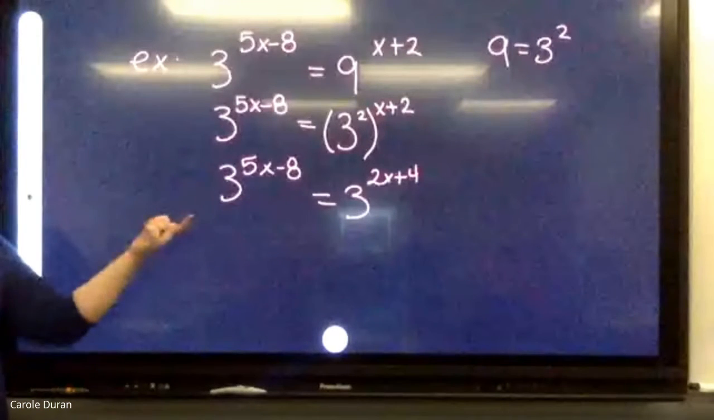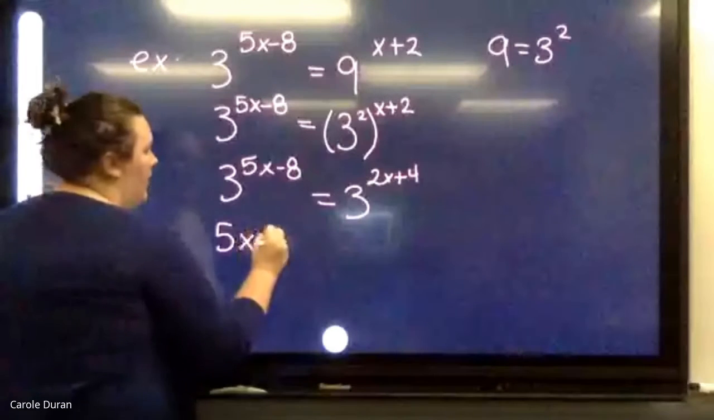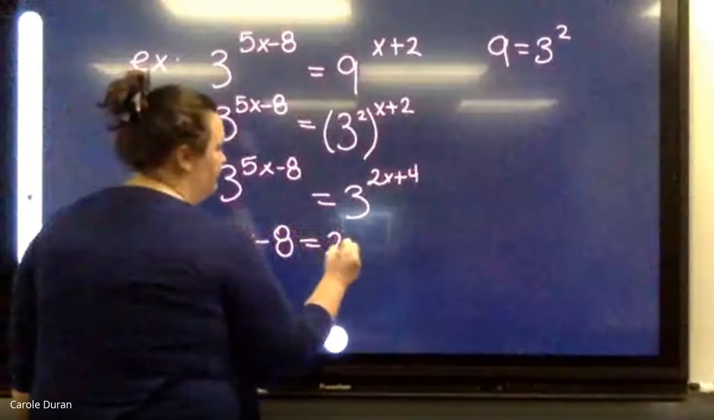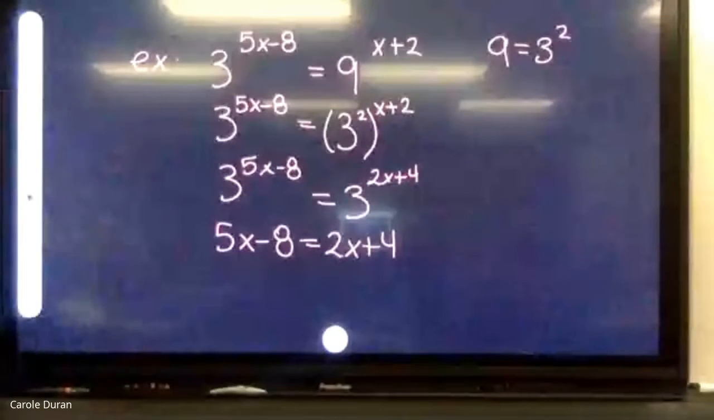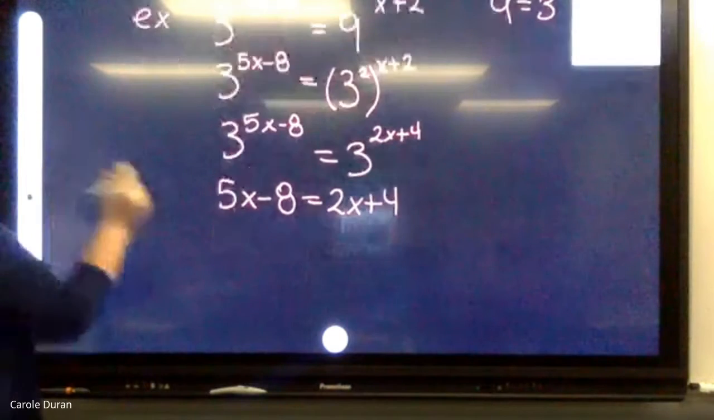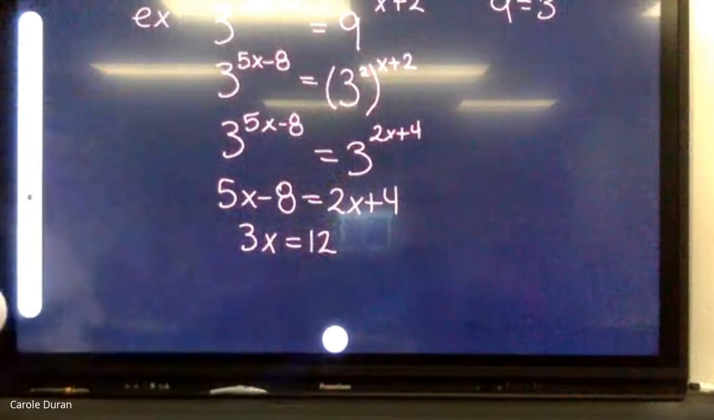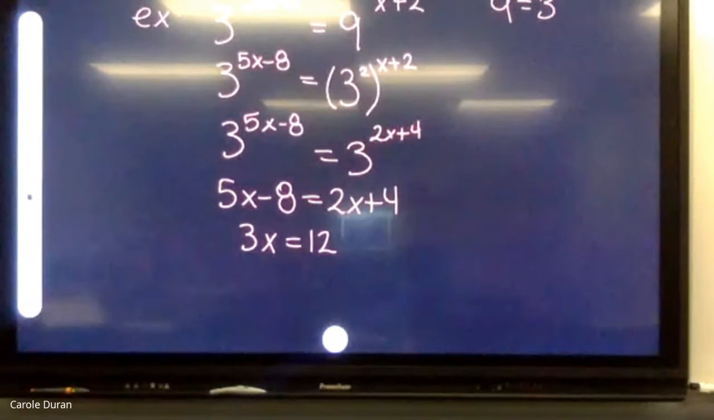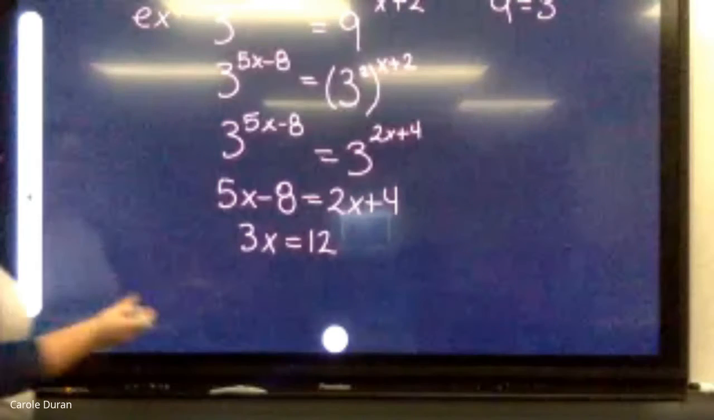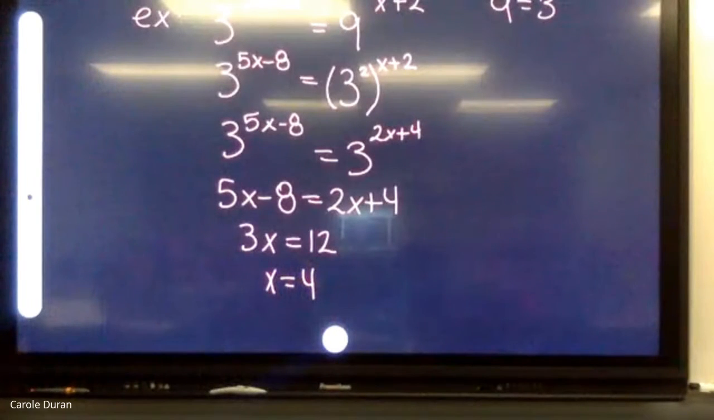My bases are the same, and I have single layered exponents, which means I can just bring the exponents down and set them equal to each other. And then I solve for x. To do that, I subtract 2x from each side, which leaves me with 3x on the left. I add the 8 over, and I get 12 on the right-hand side. To get x by itself, I need to do what next? Divide by 3. When I do, I get what? So the solution to this equation is x equals 4.